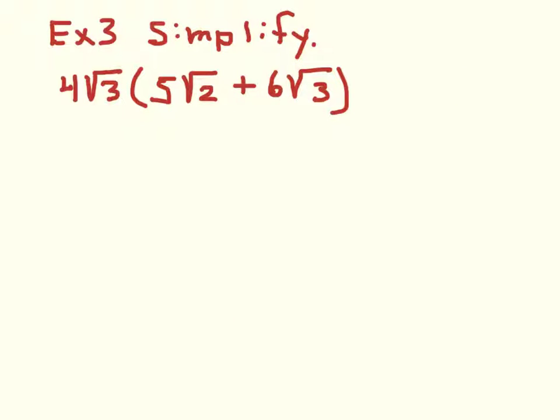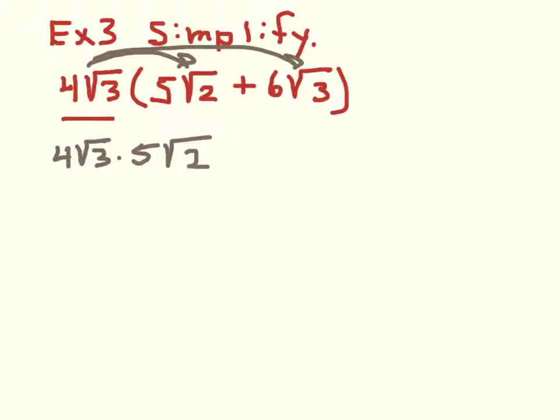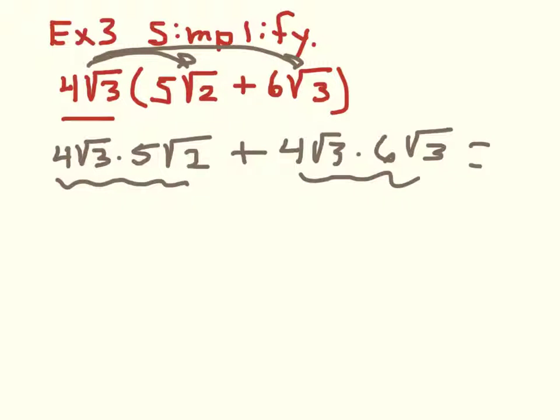Now example 3 is a little different from the other two in that you've got parentheses. And anytime you have parentheses and something in front, the distributive property comes into play. So I'm going to take 4 radical 3 times that, and then 4 radical 3 times that. So I'm going to write this out. You have 4 radical 3 times the 5 radical 2, and all I'm doing is distributing, plus the 4 radical 3 times the 6 radical 3. Now it becomes like examples 1 and 2. So I'm going to multiply these, and multiply these.